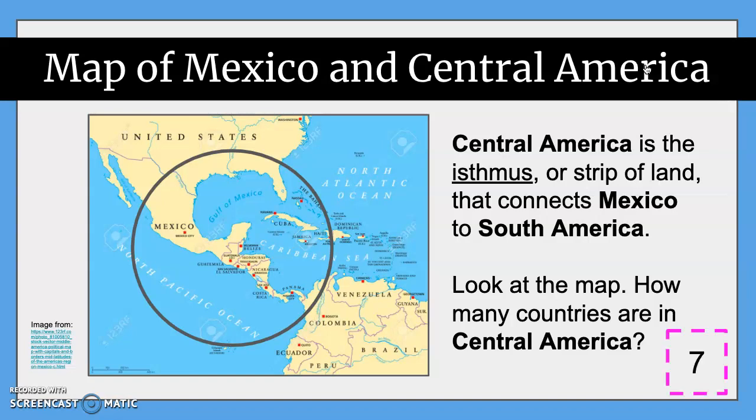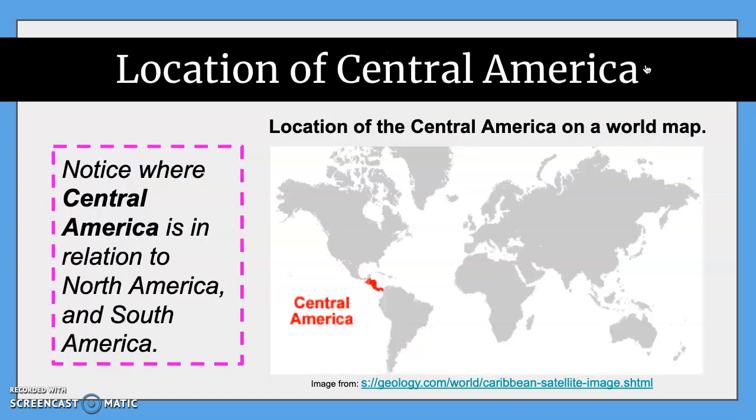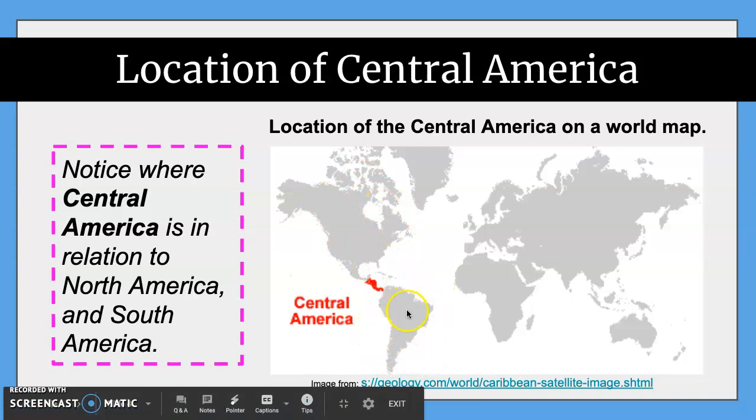There are 7. Location of Central America. Notice where Central America is in relation to North America and South America. Here we have Central America shaded on the map, and you may have noticed that it is between North America and South America.